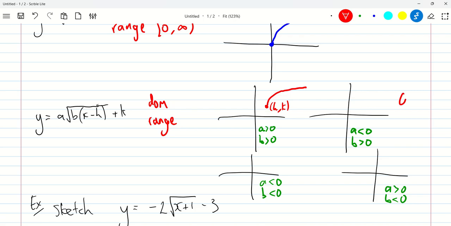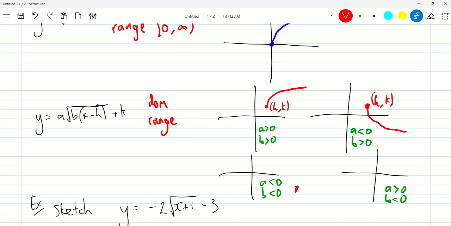Over here, if a is less than 0, the one at the front, then it gets flipped in the y direction. It still has its starting point at (h, k), but instead of coming up this way, it gets flipped in the y direction, and so it actually comes downwards. I should have done a dotted line, but it comes down like that. So it gets flipped to the other side, so (h, k) looks like that. So if a is less than 0, it's getting reflected in the x-axis from there. That's what that will look like.